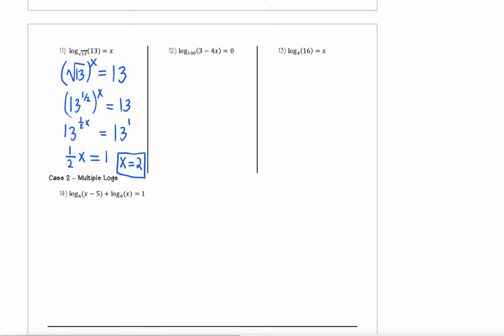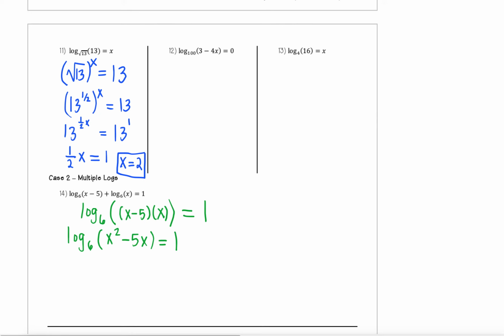Well, we can use the product property. Since we're adding two logs with the same base, using the product property tells us that we can rewrite that and condense it down as a single log where we multiply the two inputs. So we are going to get log base 6 of x minus 5 times x, and that will all still be equal to 1. From here, let me go ahead and distribute everything inside to get log base 6 of x squared minus 5x equals 1.